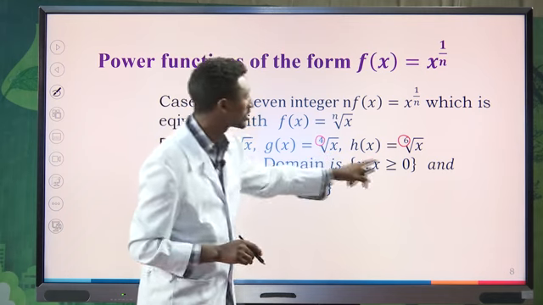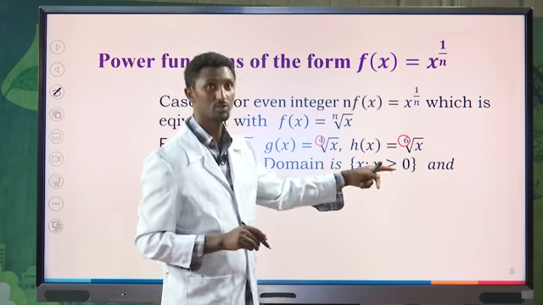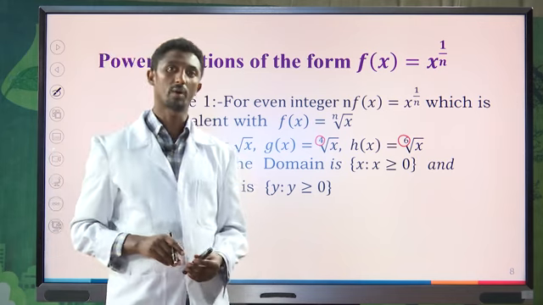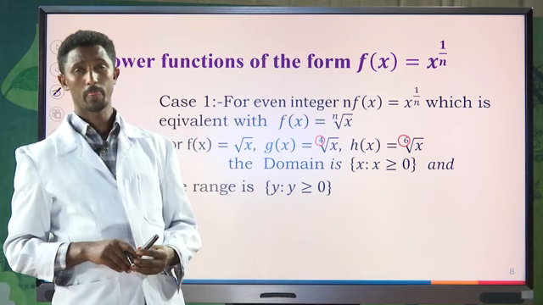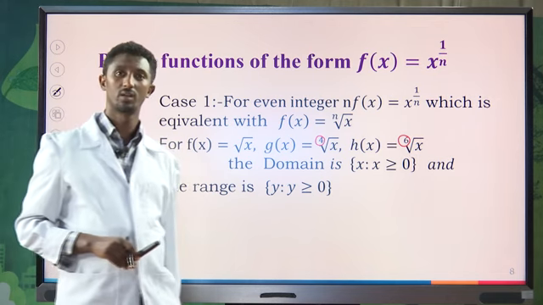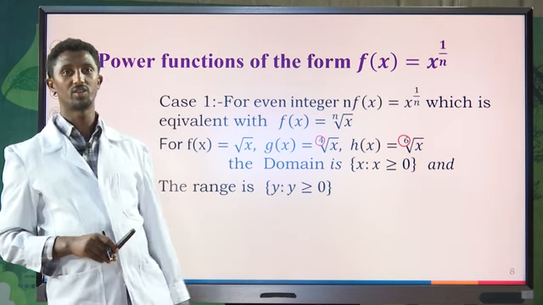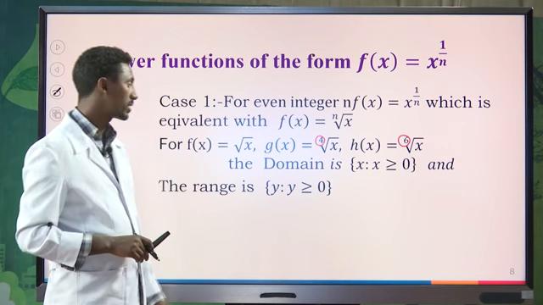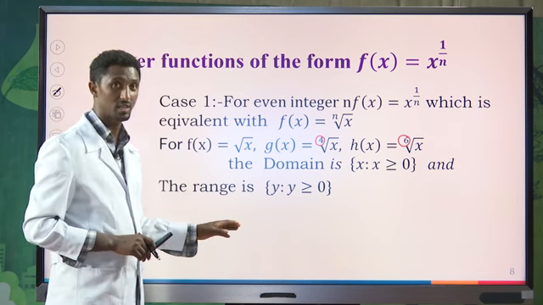That is, x must be greater than or equal to 0, and the range is also greater than or equal to 0, because the square root of 0 is 0, and the square root of a positive number is a positive real number. So for a power function of the form f of x equals x to the power of 1 over n, where n is an even integer, the domain is the non-negative real numbers, and the range is also the non-negative real numbers.